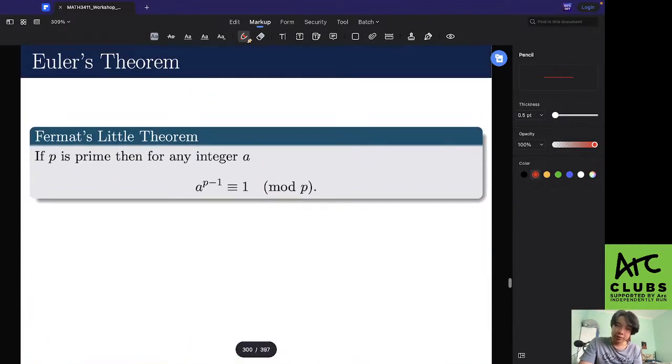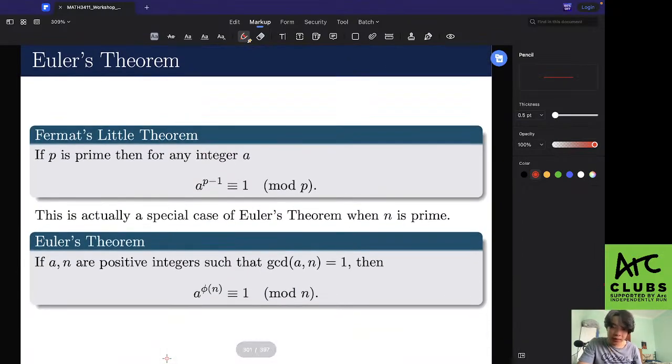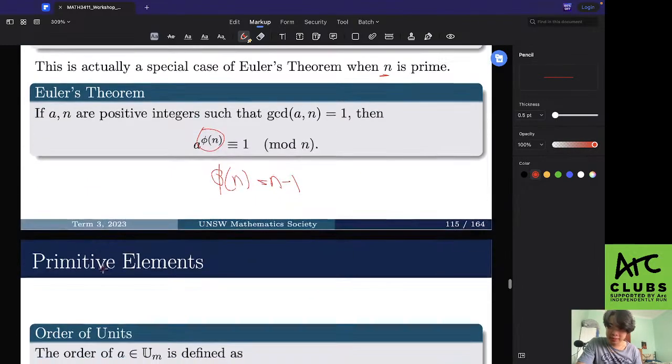So we also have Fermat's little theorem, and it says, if p is prime, then a to the p minus 1 is equal to 1 in mod p. But this is actually just a special case of Euler's theorem. And Euler's theorem says, if we have a and n, and their GCD is 1, then a to the phi n is just equal to 1 in mod n. And what we realize is, if n is prime, then phi of n is just n minus 1, which is what we see here. And that's pretty much it, right? It's just an application of Euler's theorem.